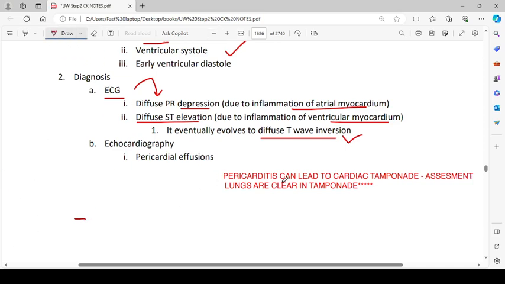Then, pericarditis can lead to cardiac tamponade. On assessment, lungs are clear in tamponade. Echocardiography will show pericardial effusion.